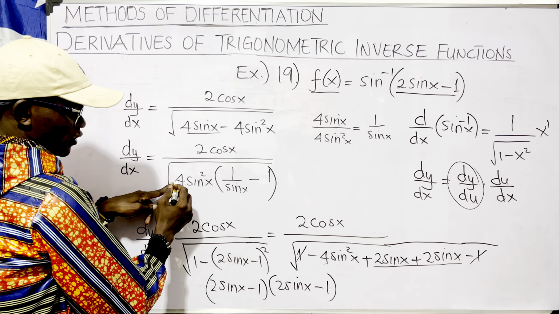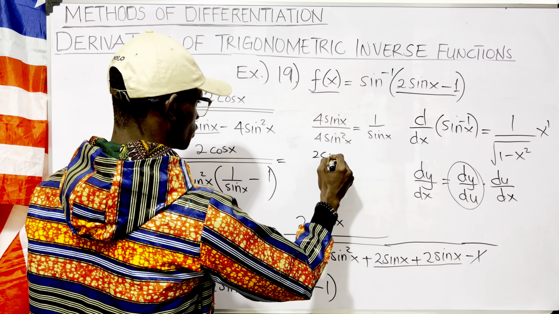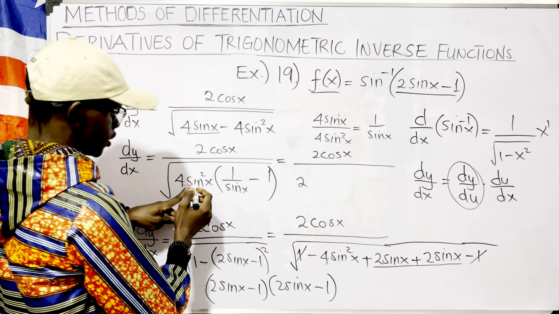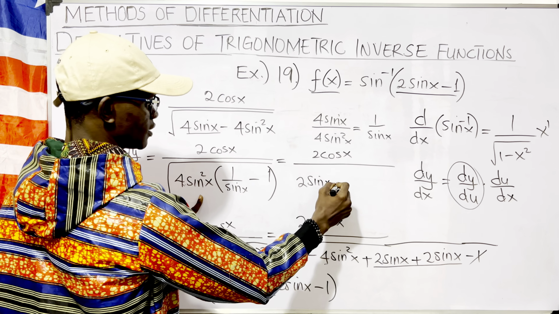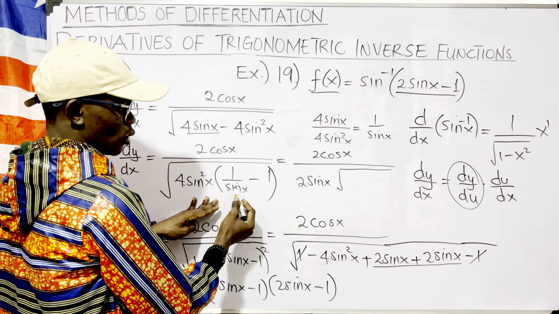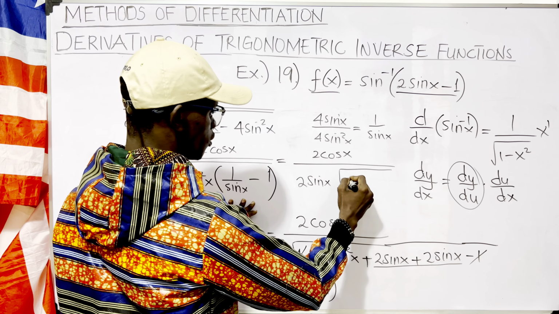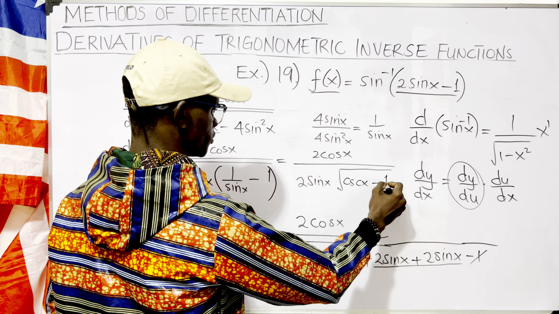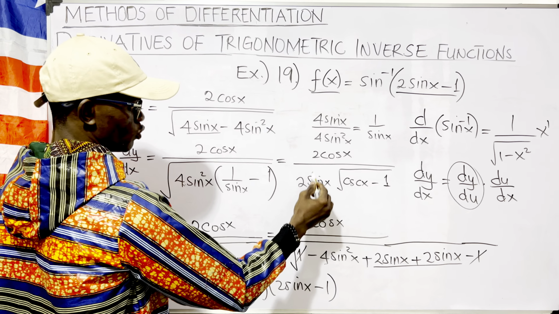So the square root of this 4 is 2. So this is 2 cos of x over, this can come outside as 2, then sine square x comes outside as sine of x, times the square root of 1 over sine of x, which is just cosecant of x minus 1. And this 2 and this 2 go out.